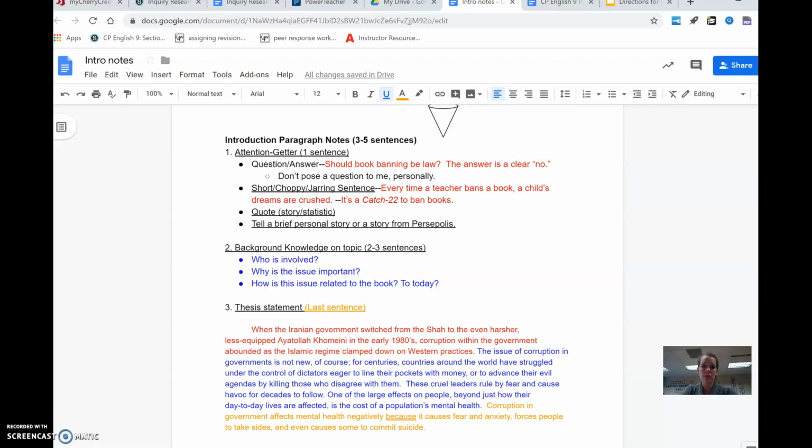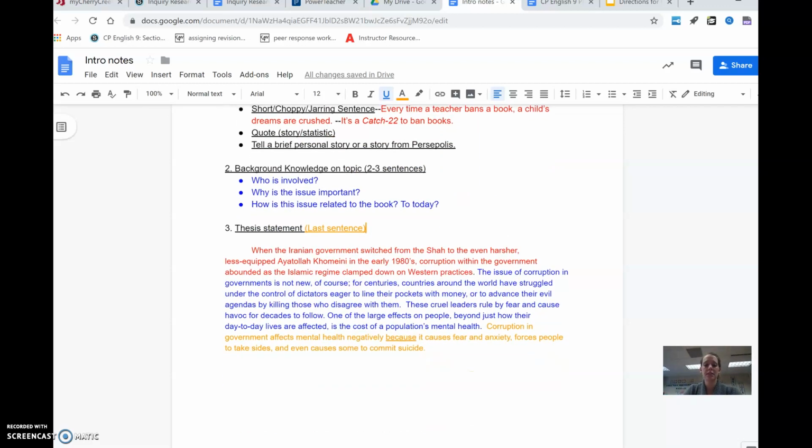You can't assume that your reader, the audience of your essay, has any background knowledge, so you have to fill in those blanks, and you can do that in 2 to 3 sentences. Hopefully that will be clear to you once you read my example. And then you'll finish off the introduction paragraph with your thesis statement. Okay, so here's my example. It's 5 sentences, I believe. And this really is a good length. It doesn't need to be any longer than this.